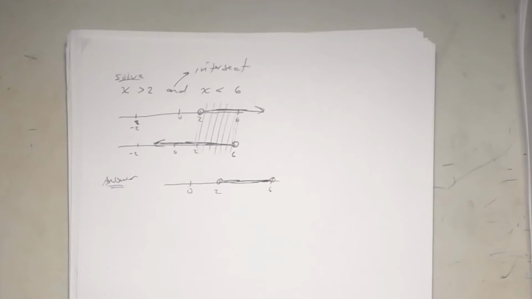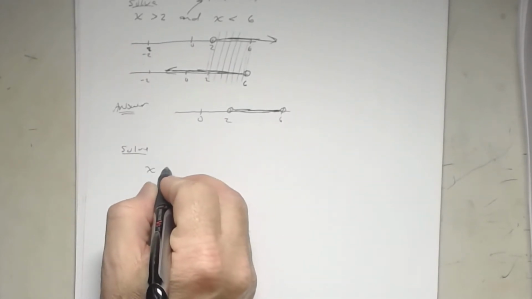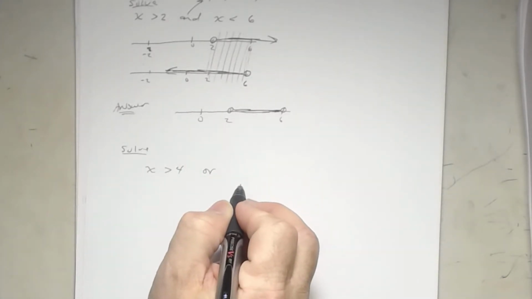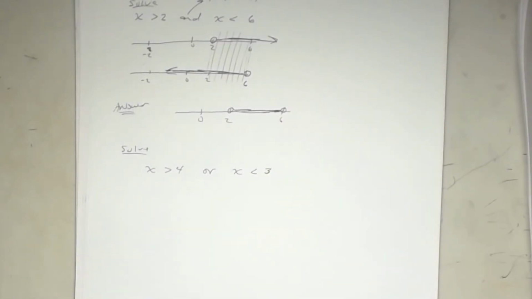Now, let's look at an OR statement. So for the OR statement, let's look at this. Let's say I had x is greater than 4 or x is less than 3. X is greater than 4 or x is less than 3. So an OR statement. So you can see the difference between an AND statement and an OR statement.